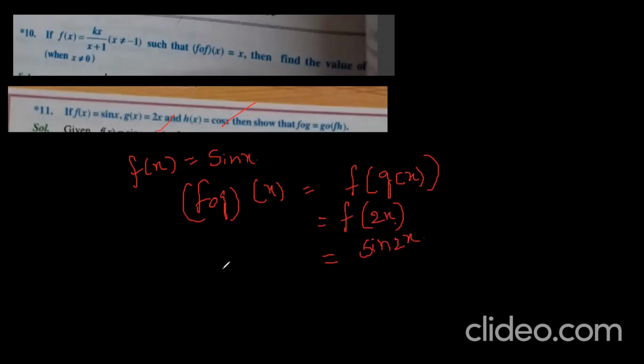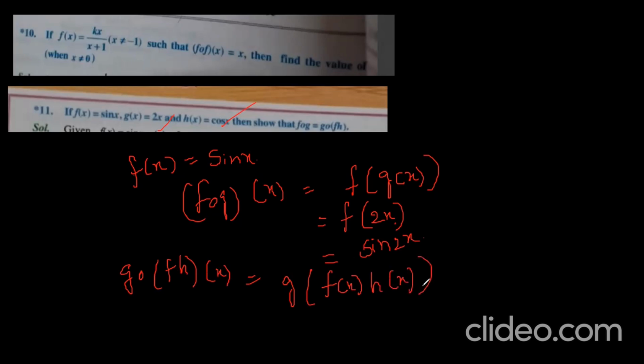And what about the next one? G circle fh of x can be written as g of f of x into h of x, that is g of f of x, h of x. So what do I write? F of x is sin x, and h of x is cos x.